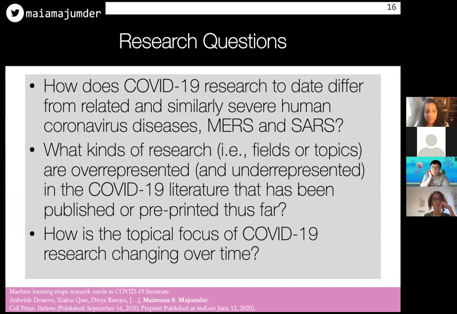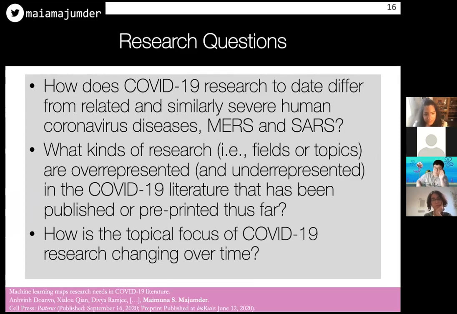More specifically, we were interested in answering three specific questions. First, given that COVID-19 has caused a multi-million casualty pandemic and related coronavirus diseases like Middle East Respiratory Syndrome, or MERS, and Severe Acute Respiratory Syndrome, SARS, thus far haven't, does the research that's been produced for COVID-19, especially given the speed at which it's been produced, differ in some way from research that's been produced for MERS and SARS?